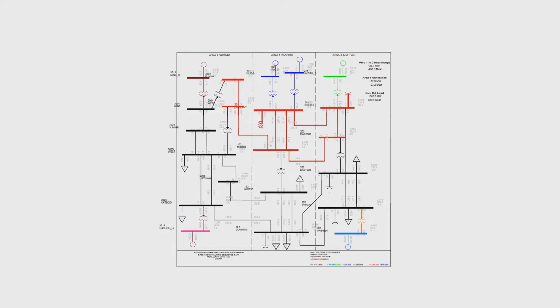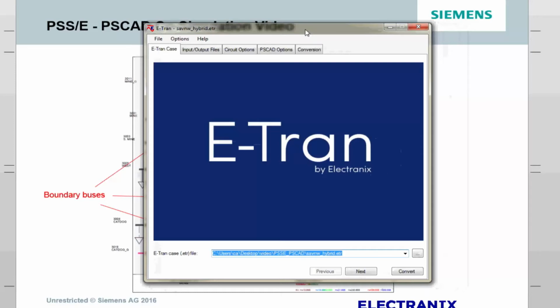This slider diagram shows the topology of the system. For the purpose of this example, the shaded area is going to be modeled in PSCAD. There are 10 kept buses in the PSCAD circuit, including 3 boundary buses. The rest will be modeled in the PSSE portion of the simulation. First, let's create the PSCAD case using the E-TRAN tool.